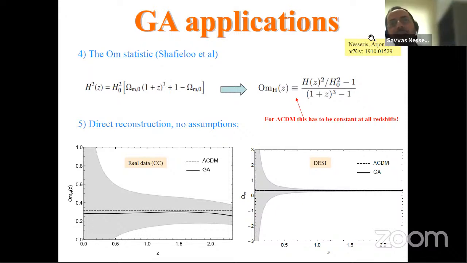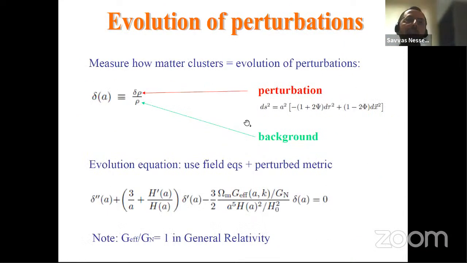And we have tested this in the paper with Ruben, with both real data and also forecast data with DESI. Okay, and you can get very nice constraints. Now I'm running a bit out of time, so what I want to say in the end is we can also apply the same exercise also for the perturbations, and we can use growth rate data.